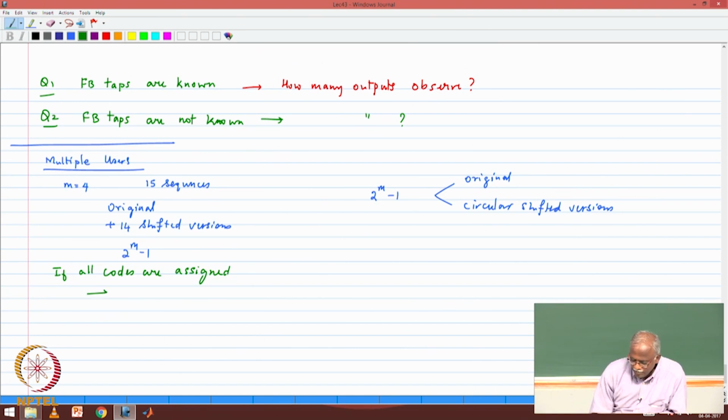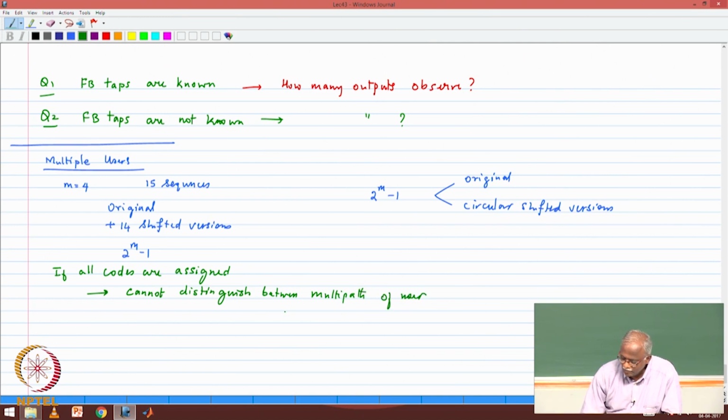The problem is I cannot distinguish between multipath and multi-user signals. It looks exactly the same: multipath of user 1 versus multi-user signals. So, what is the option? How can I prevent ambiguity with respect to multipath?